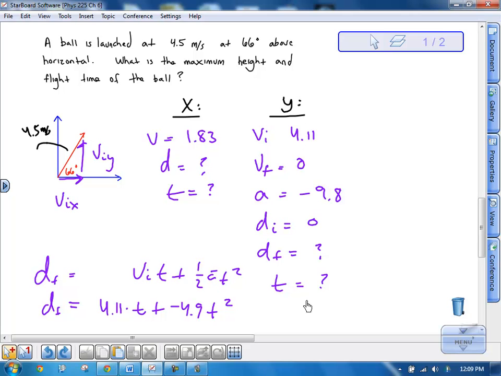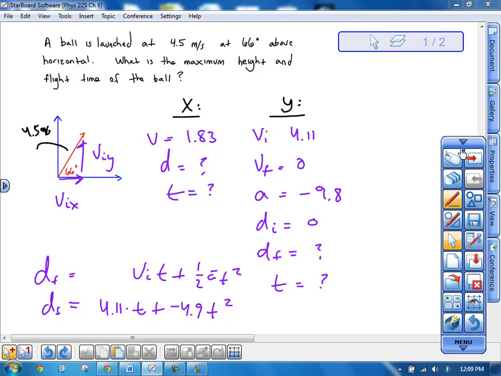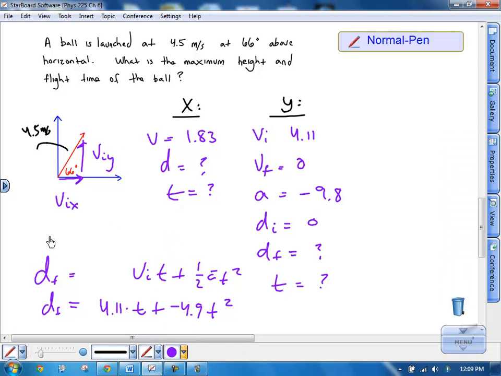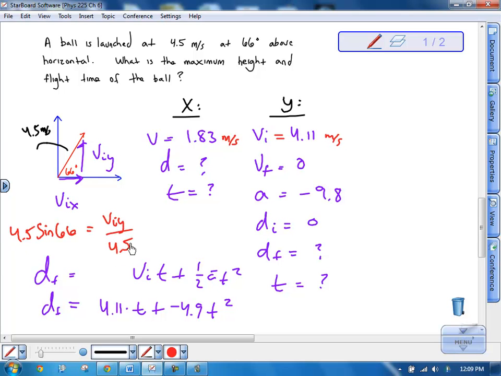All right, so I wrote down all this information. So we have the velocity in the x direction. If you do the cosine, you'll get that. That would be cosine of 66 degrees equals adjacent, which is the initial velocity in the x, over hypotenuse, which is 4.5. So multiply both sides by 4.5. When you do 4.5 cosine of 66, you should get 1.83 meters per second. You do the same thing for the initial velocity in the y now. You would do sine of 66, which gives you opposite over hypotenuse. So if you multiply both sides by 4.5, that gives you 4.11 meters per second.